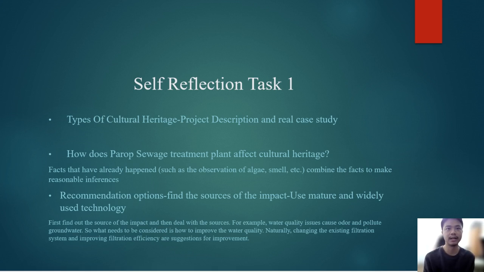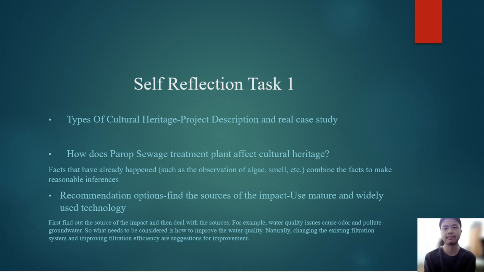But in the process of completing task one, I understood the meaning of this report and the completion process. I think there are three key points that I need to decide, or three issues that I need to solve. The first is what type of cultural heritage there is.